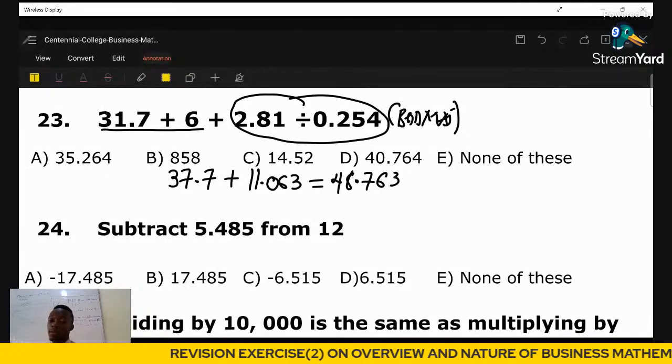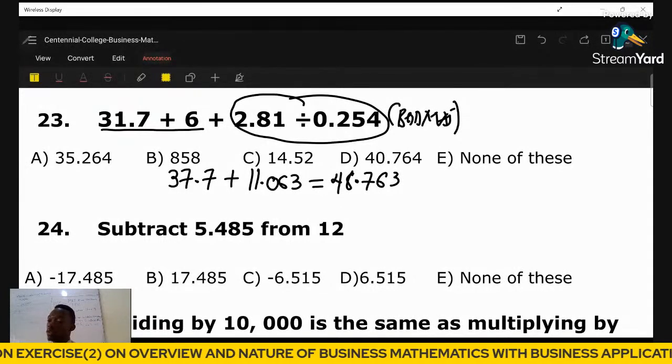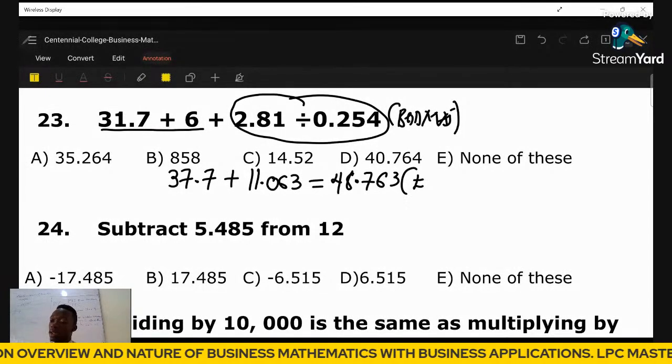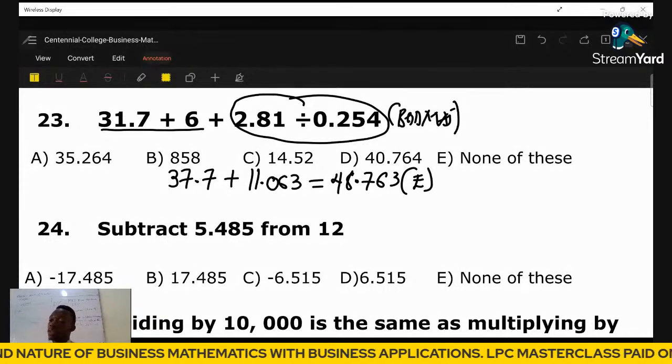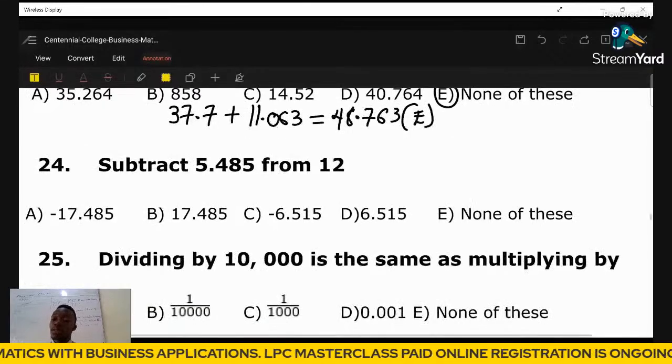And that should fetch you a total of 40.763. And from the options here, you can see that we have the option that matches this, and that should be option E. So you have option E as the possible answer, then you circle it. Okay, so let's take note of that.